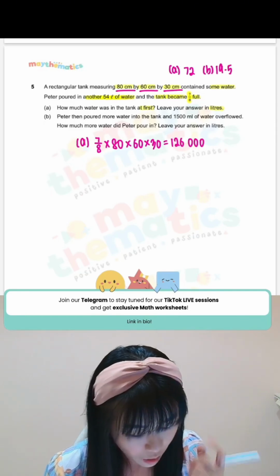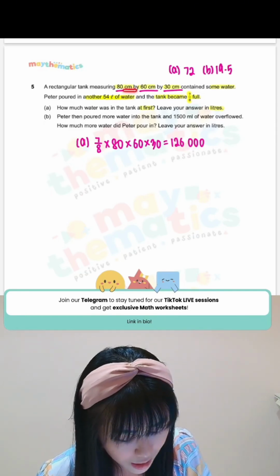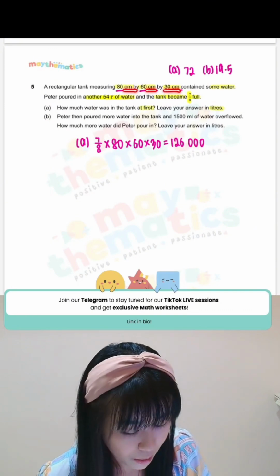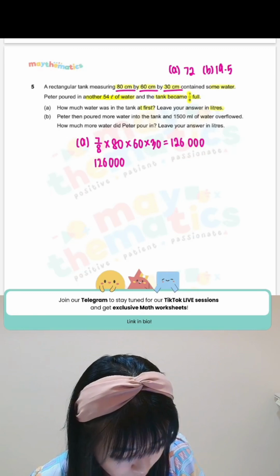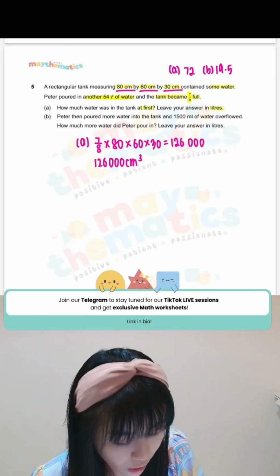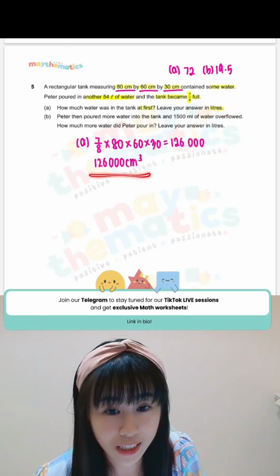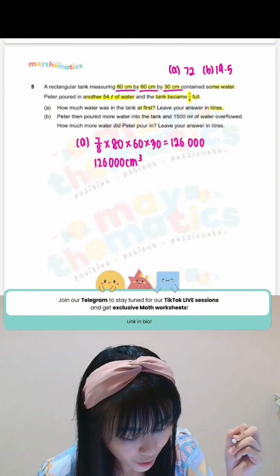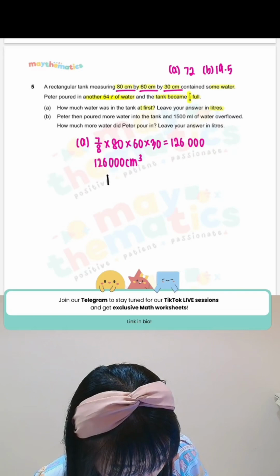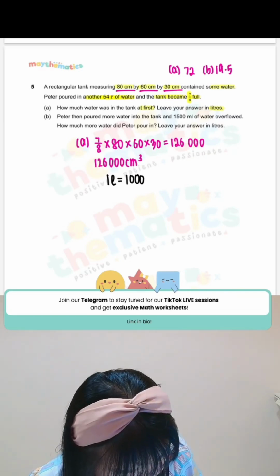What happened? Remember, when you take this times this times this, cm times cm times cm, this is in cm cube. 126000 is in cm cube. If you want it in liters, you need to change to liters first. And y'all know, right, 1 liter is how many cm cube? 1000 cm cube, correct.